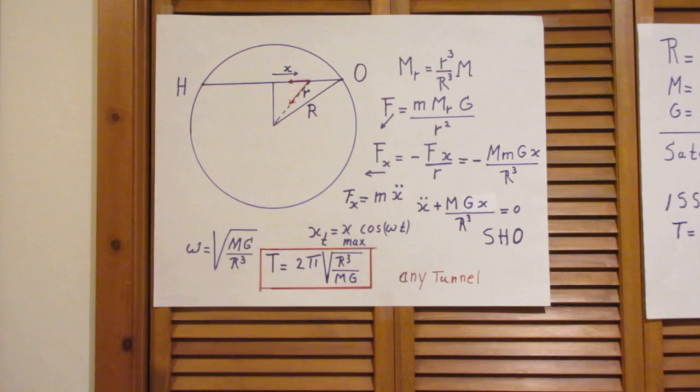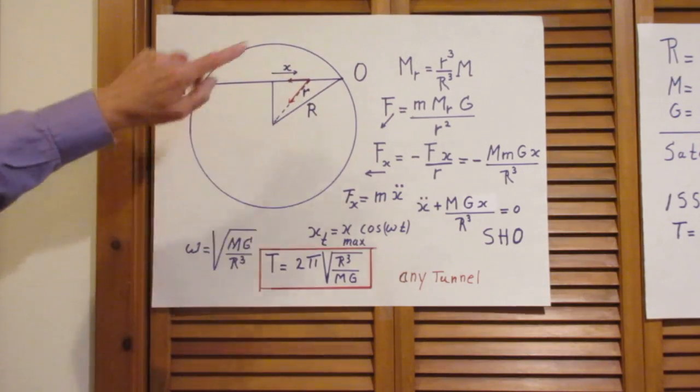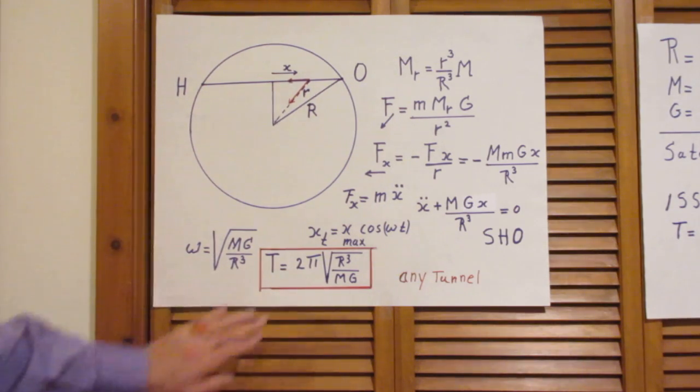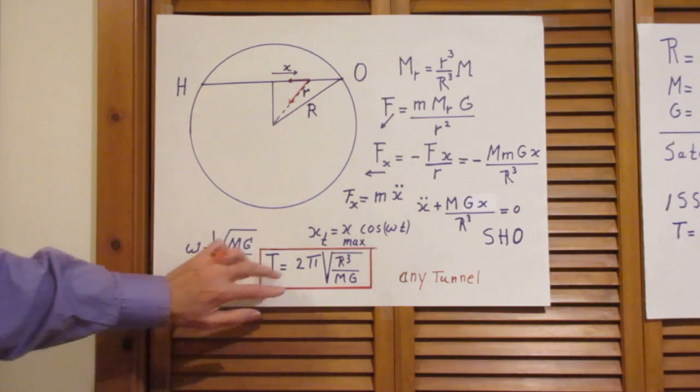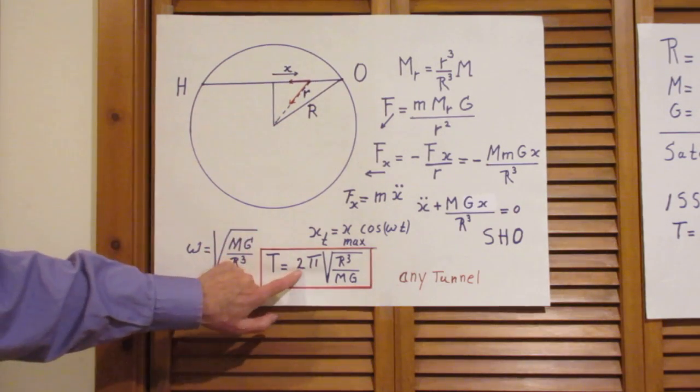So now you can calculate what the time is for one complete oscillation. And therefore the time to go from Oslo to Honolulu and then get out of your vehicle is half of that. I didn't even write that down. But that time would be pi here rather than 2 pi.